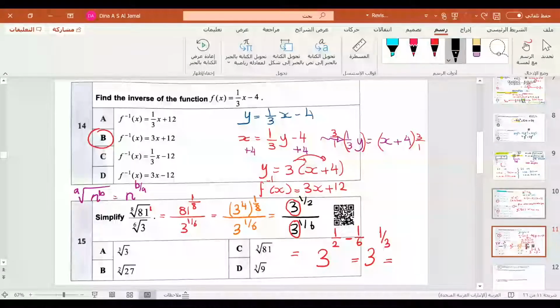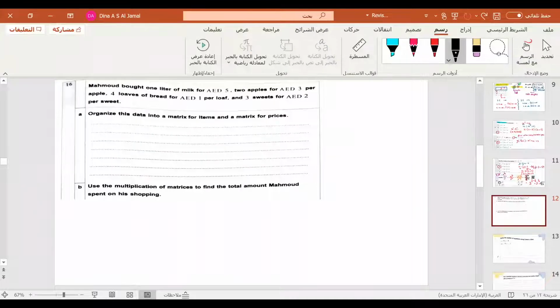Now get it back again. Do vice versa. It will be the 3rd root of the 3. And this will be your answer of A. Now we were done already from the multiple choice questions. Let's now go to the open-ended questions.